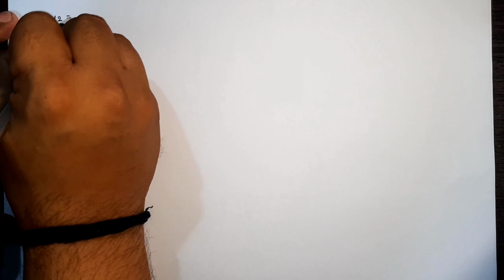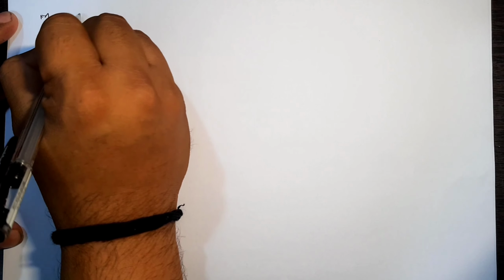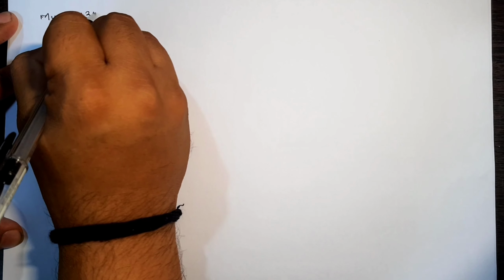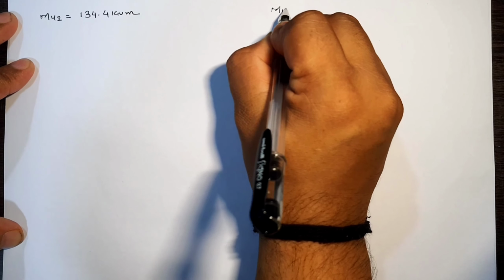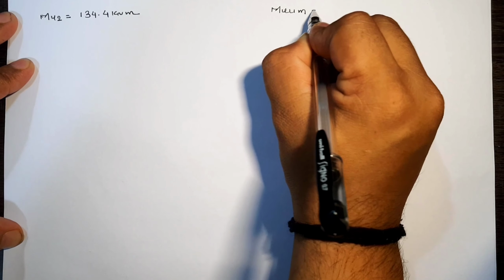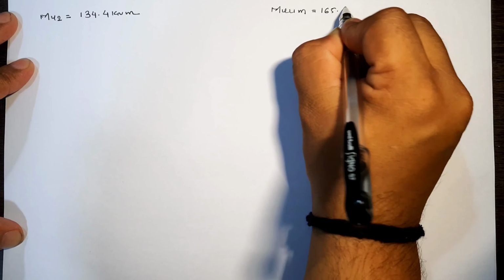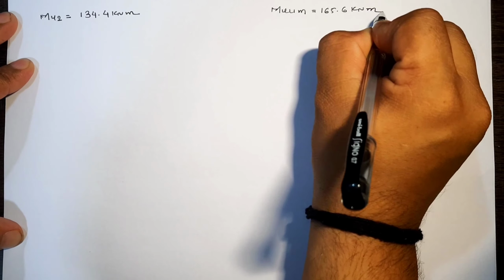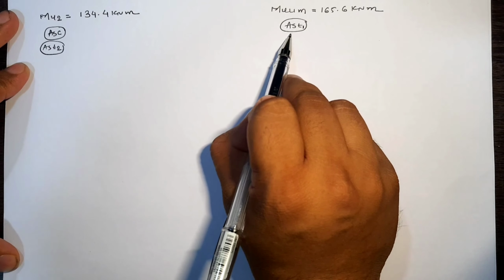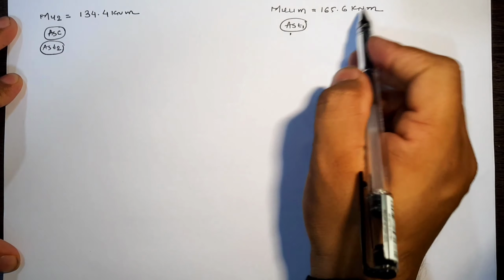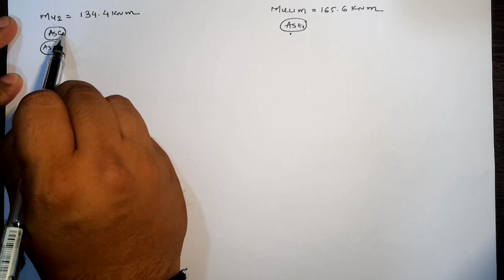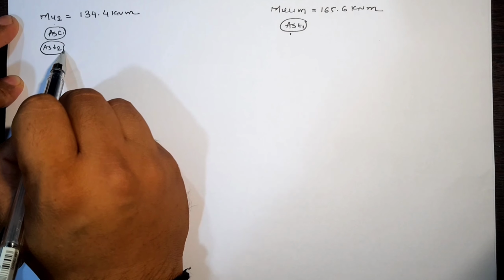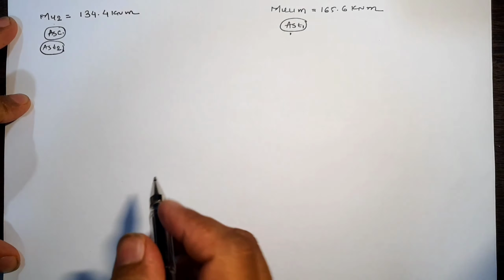Now Mu2 value is calculated as 134.4 kilonewton meter and our limiting value is 165.6 kilonewton meter. From Mu limiting, we will have the value of Ast1 as area of steel, and from Mu2 we will have the area of compression, that is area of steel in the compression zone. So let us calculate these values.